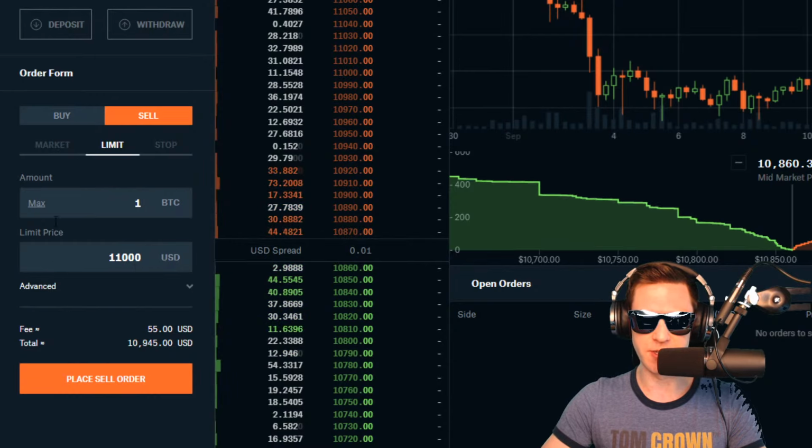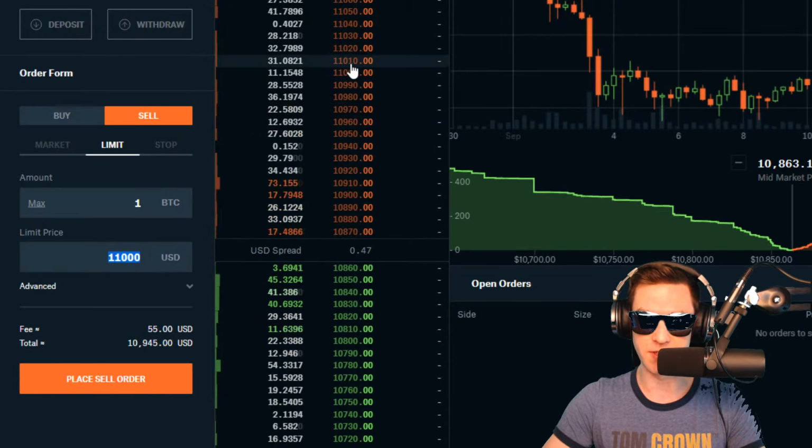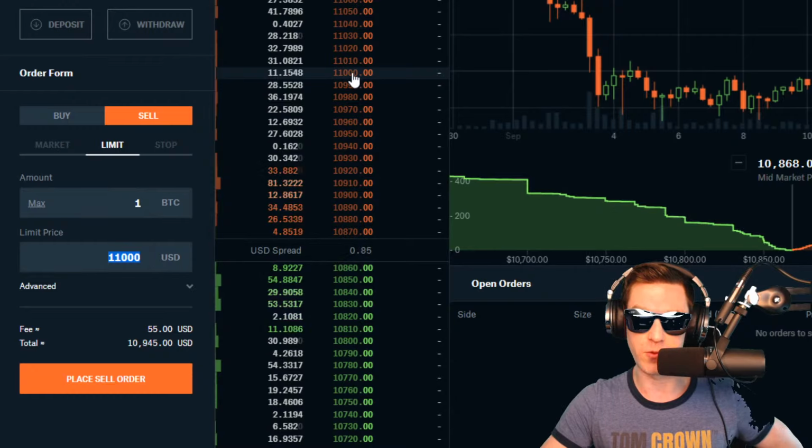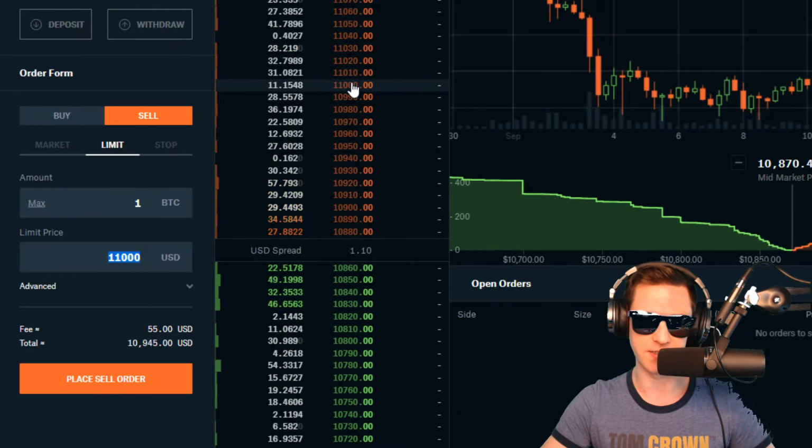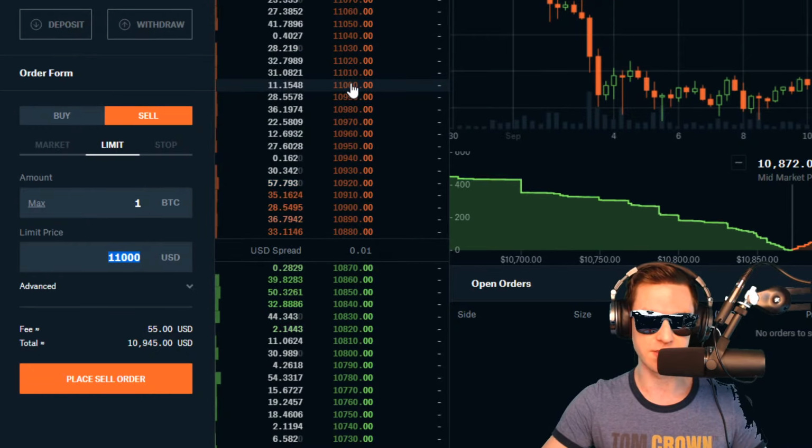There's no possibility of slippage. There is a possibility that the order isn't completely filled if price only touches 11,000 in this example. It's possible that maybe only half of this 1 Bitcoin order fills and the remaining 0.5 will remain there until price completely exceeds 11,000 and goes to $11,001.